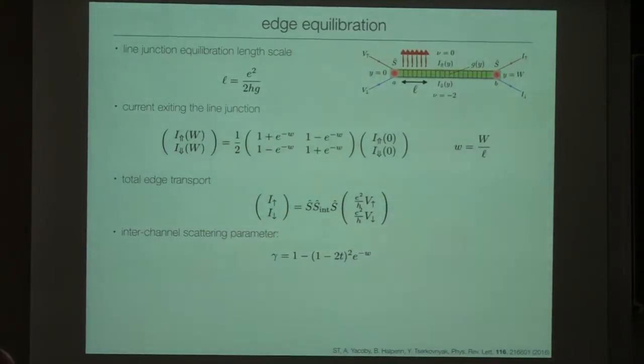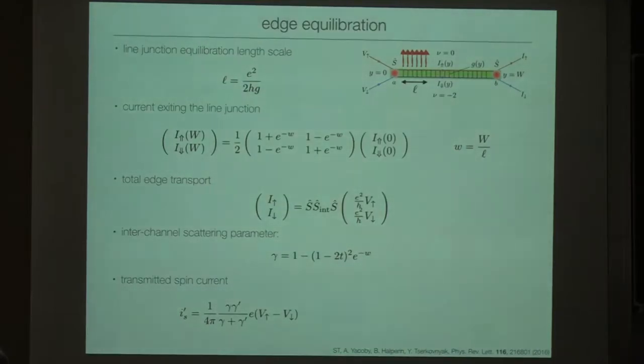And so if the two channels do not fully equilibrate when it exits the vertex, the rest of that imbalance may equilibrate over this length scale L. So the spin injection can occur over that length scale. Including this length scale and also this scattering probability T, that can all be summarized into this total edge transport equation, where you have this voltage bias and the amount of current that's exiting back out into the right-hand side is a product of these scattering probability matrices. And from this, you can read off that the efficiency parameter gamma is given here in terms of T and this equilibration length scale.